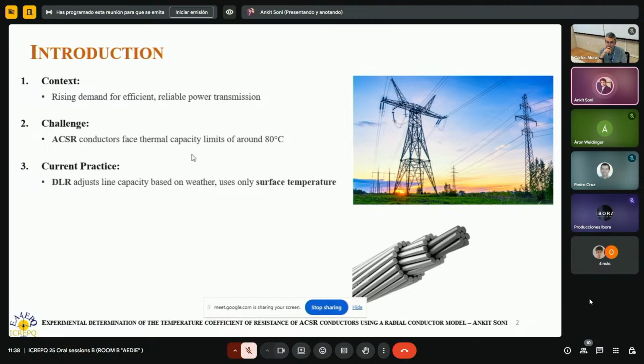For example, if the weather is cold, then we can introduce more power and more current into the transmission lines. And if the weather is hot, then we need to reduce the current and the power. Because for ACSR conductors and for other conductors, we have a thermal capacity limit. For the ACSR conductor, it's 80 degrees centigrade. So the temperature of the conductor should not exceed 80 degrees centigrade.